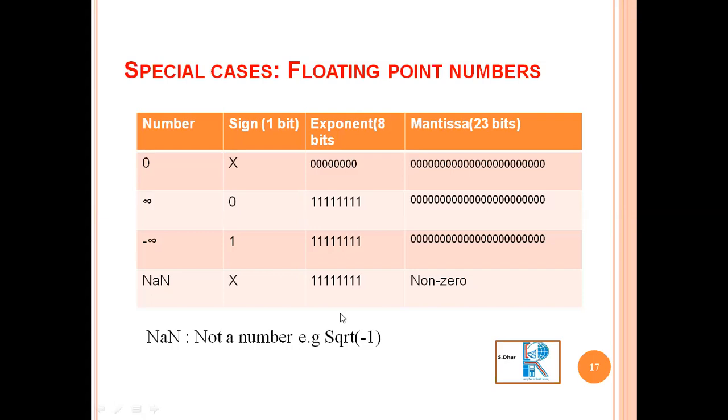Clear? And if the sign bit may be anything and all the exponent bits are 1 and the mantissa is non-zero, remember it should be non-zero, then it will be a NaN. NaN means not a number. That means it may be an imaginary number, suppose square root of minus 1. Clear? So these are the special cases of floating point representation in IEEE 754. So this is the last slide, and thank you.